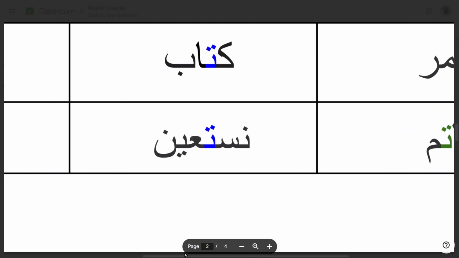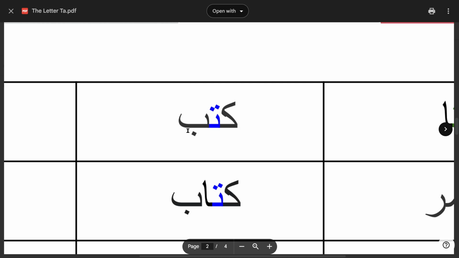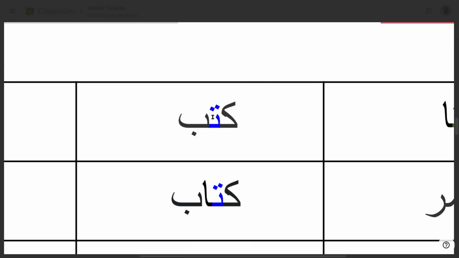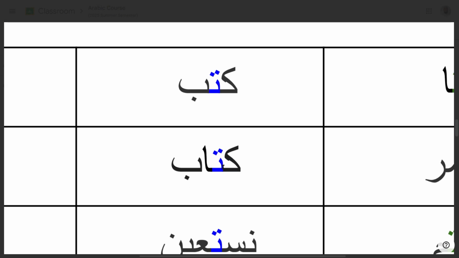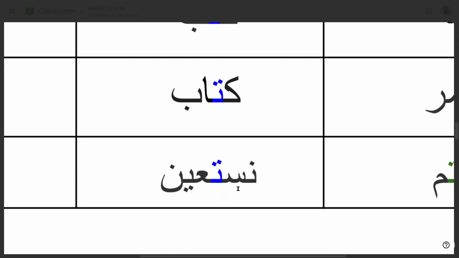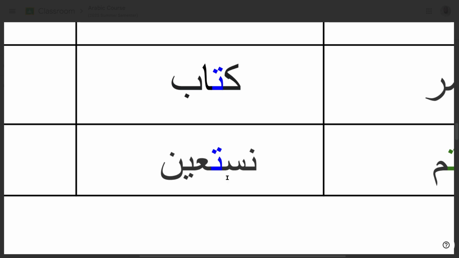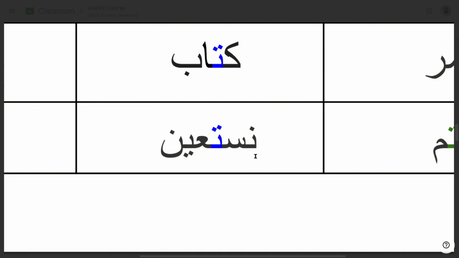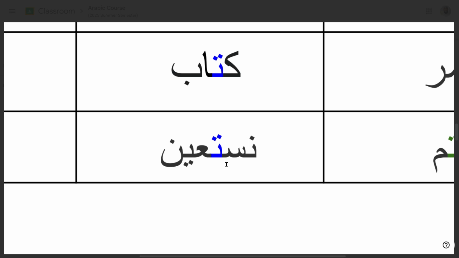For the medial or middle examples, we have kutub, books, right here. Kitab, book, right here. And this one's a good one because it's part of the final exam. Surah Al-Fatiha. Nasta'een. Iyaka na'budu wa iyaka nasta'een. This is the N, this is the S, this is the Ta. Nasta'een. That's why I want you to be able to recognize every single letter and recognize there's a T right there. MashaAllah.